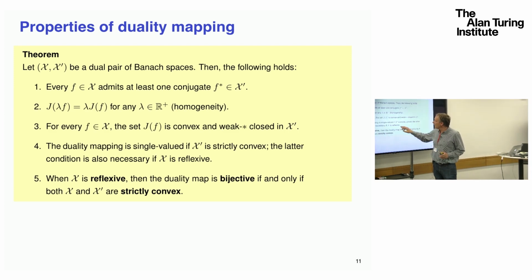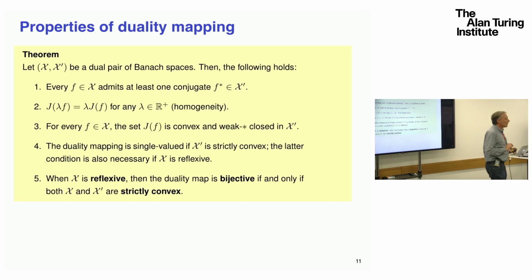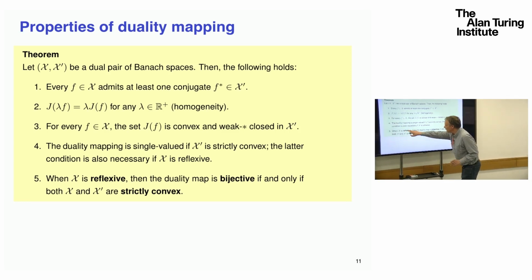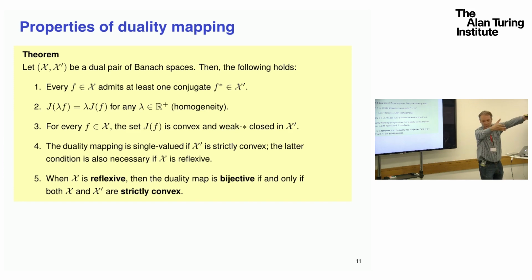The duality mapping is single valued if, and this is important, the Banach space is strictly convex, and it's also necessary in case X is reflexive. But actually, I want to go beyond reflexive, okay? When X is reflexive, so what does it mean being reflexive? You take the Banach space, you look at the dual, and now if you take the dual again, you're back. If this is true, you're reflexive.